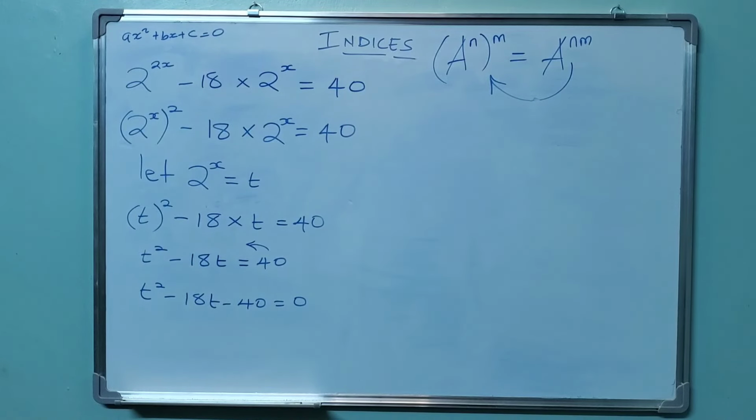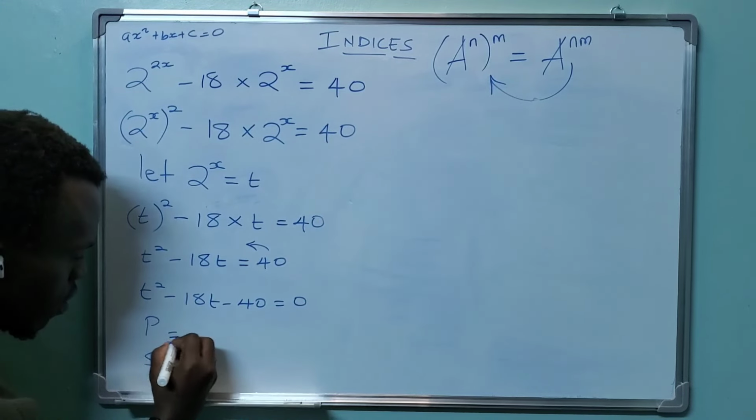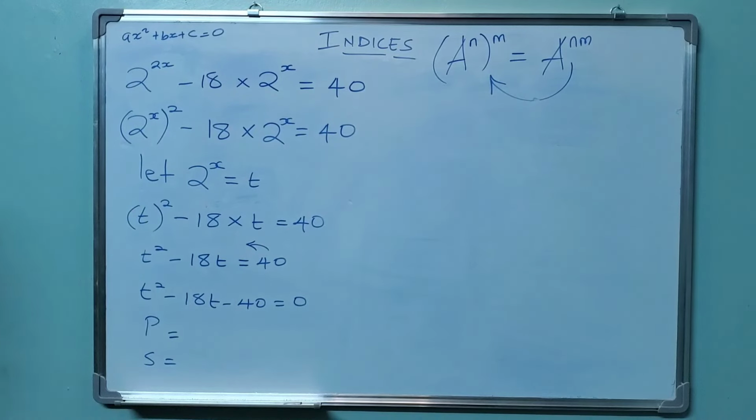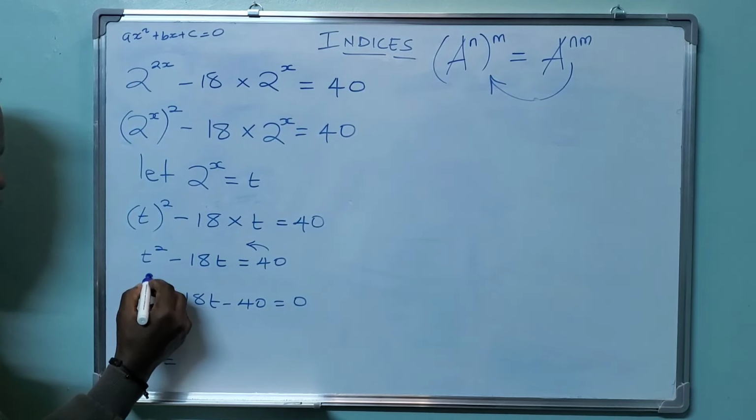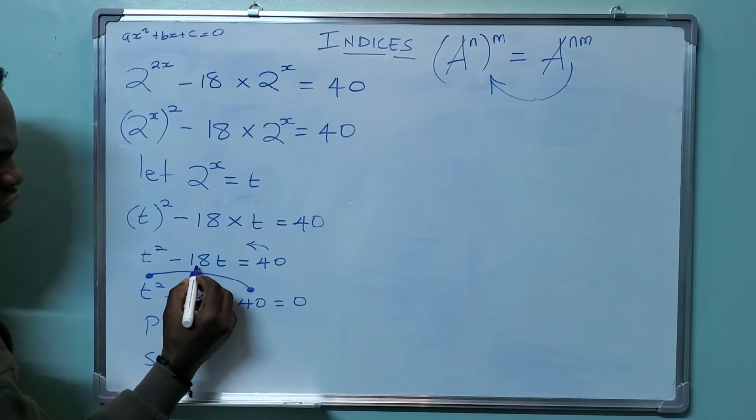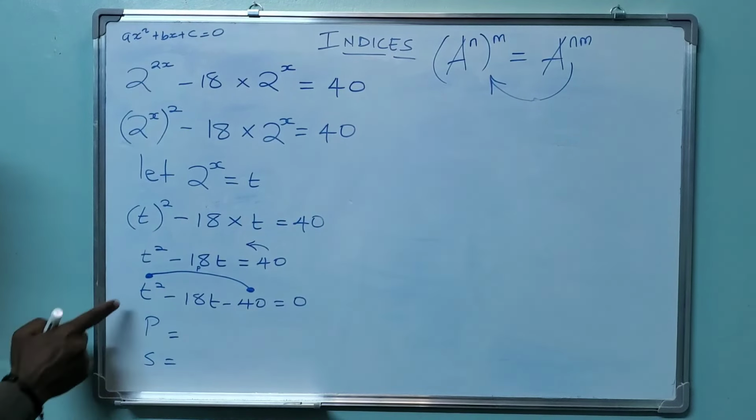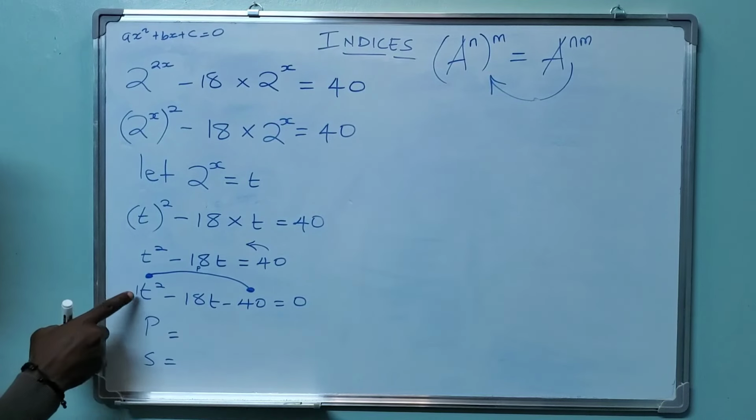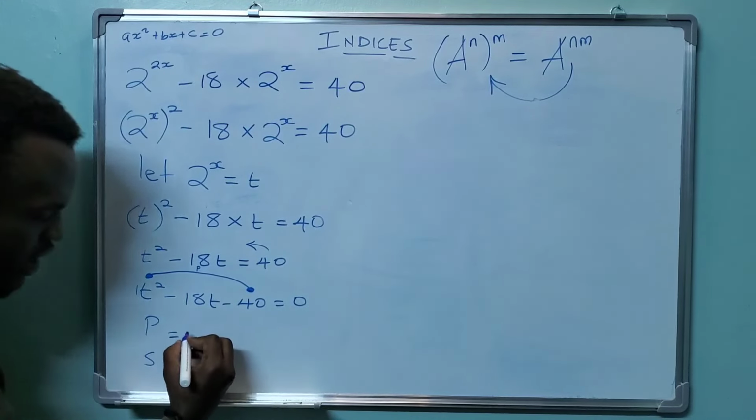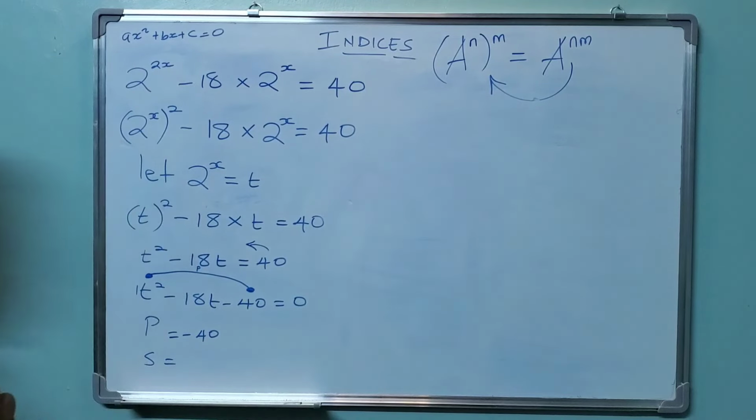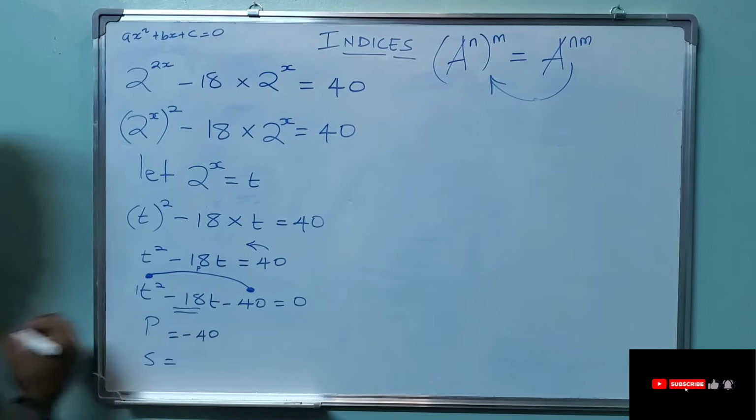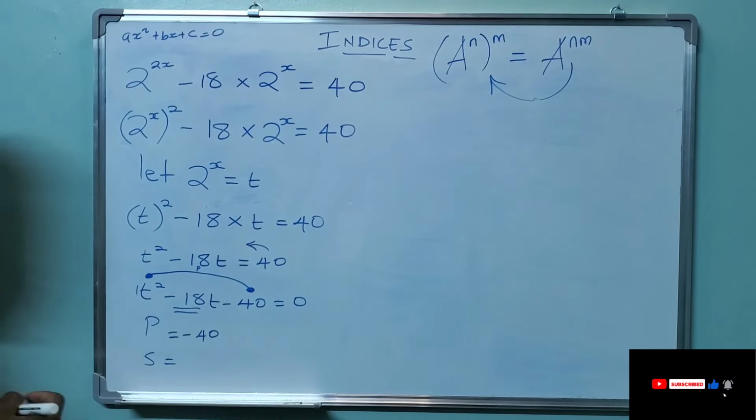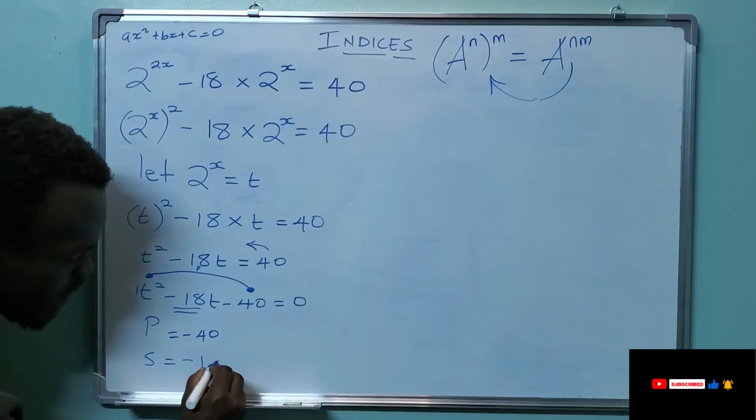Now today let us use the factorization method to get the value of t there. With the factorization method, I'm going to get the product and the sum. For the product, I take the first value there and multiply it with the last value. That gives me the product. Here the first value is like 1, and 1 multiplied by negative 40 means my product is negative 40. What about my sum? The mid value is usually your sum. So I'm going to have my sum as negative 18.